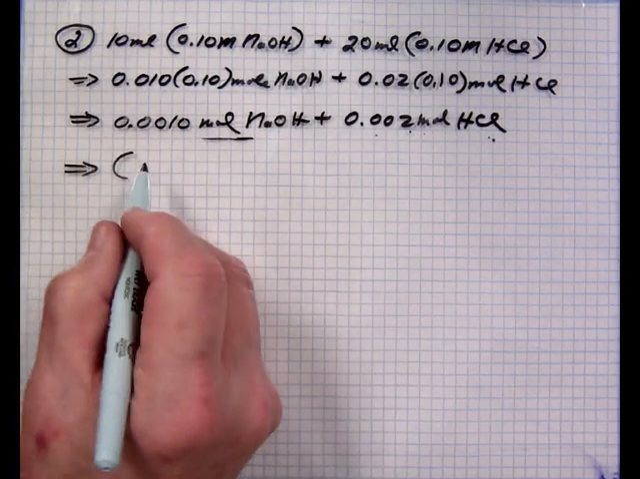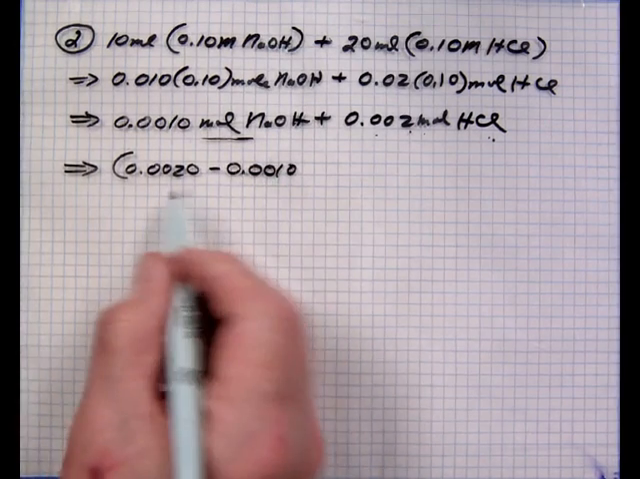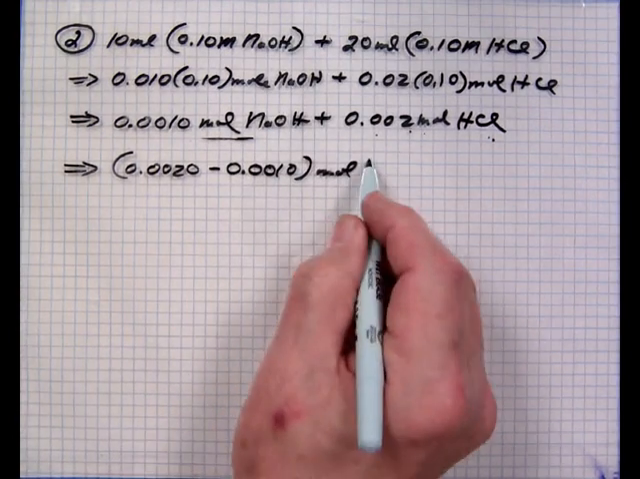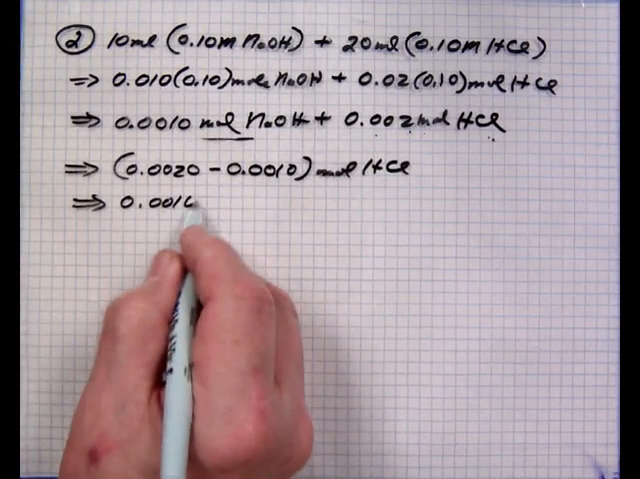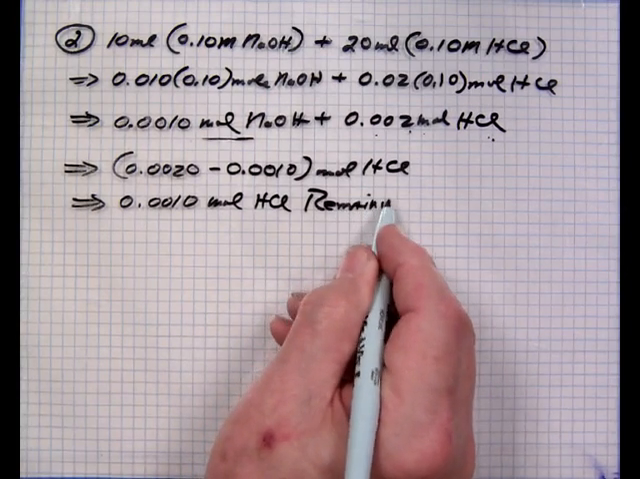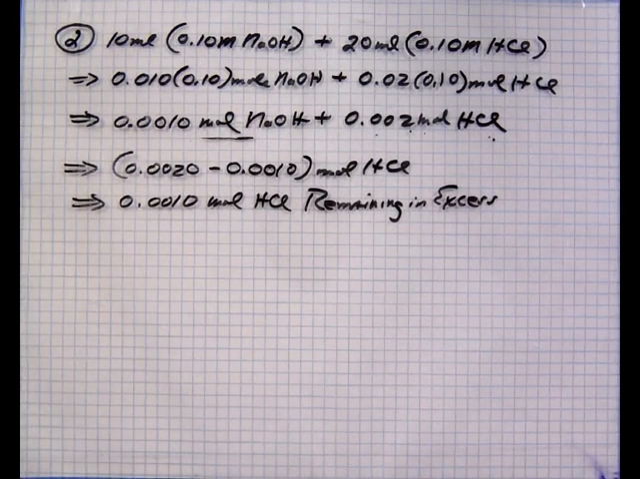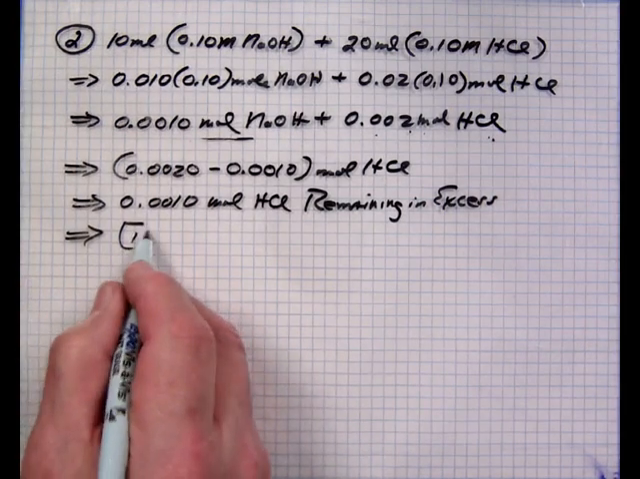So it would subtract 0.0020 minus 0.0010. This represents the amount of acid neutralized. And so we would have 0.0010 mole of HCl remaining in excess. Now, of course, there's also 0.001 mole of sodium chloride floating around in the solution, also from the neutralization reaction.